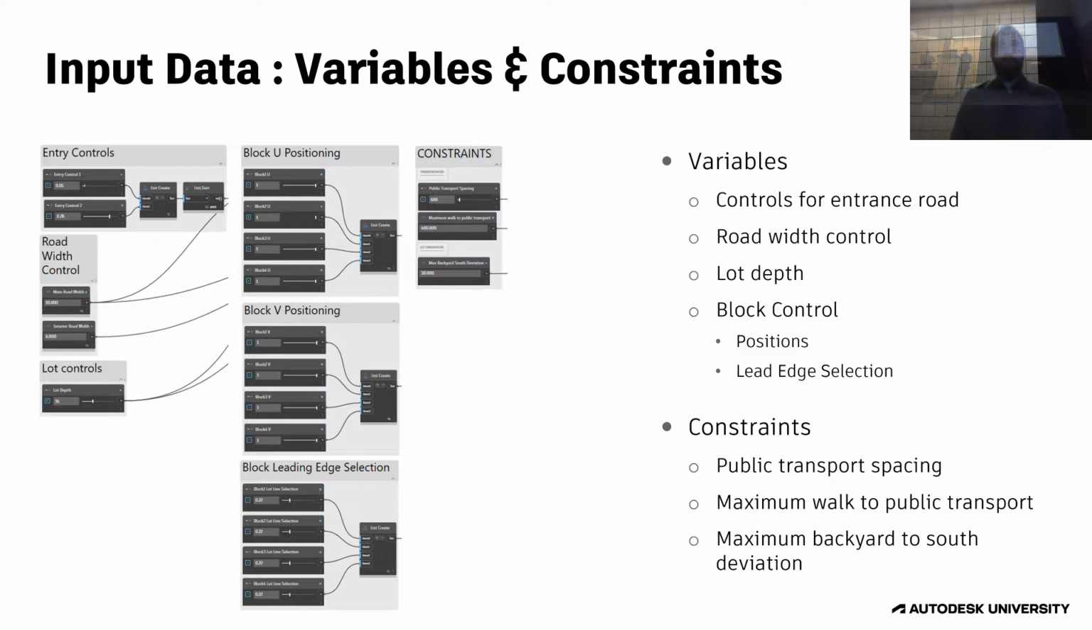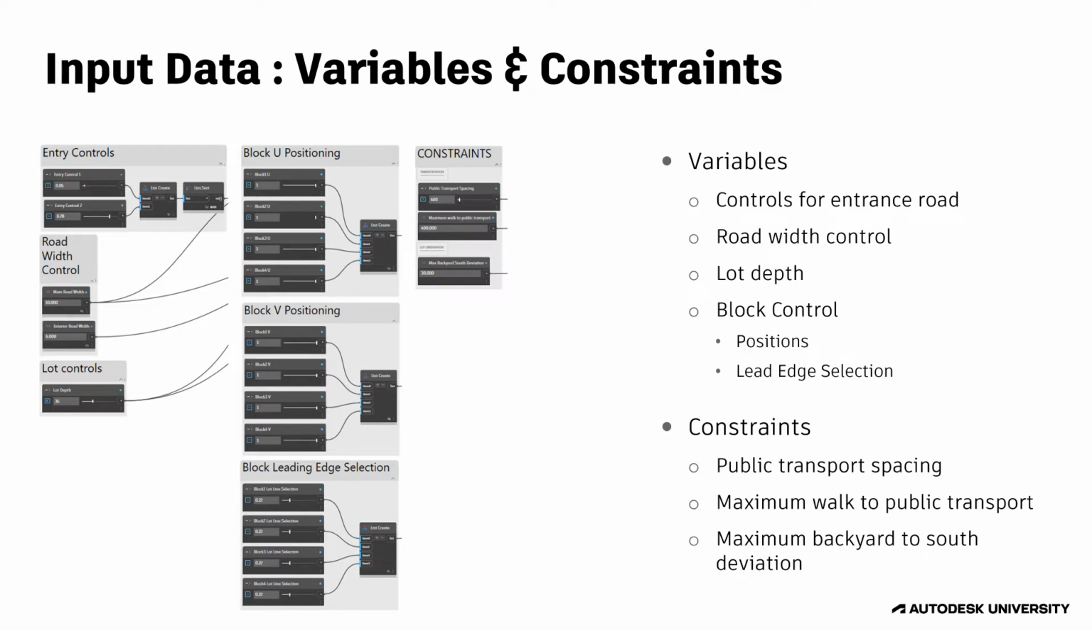After that, we've got our constraints. These are the pieces that are going to be locked down. This includes our public transit spacing, right? How far do we want to go in between bus stops, as well as our maximum walk distance to public transit. And then our maximum backyard facing south deviation, right?